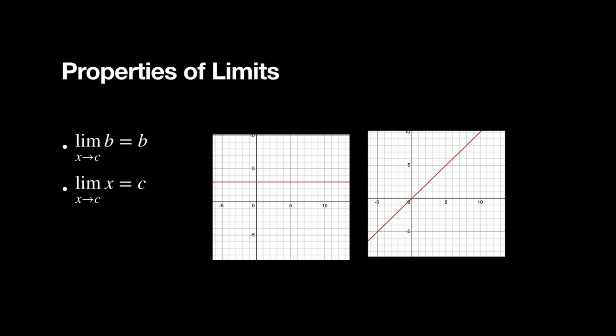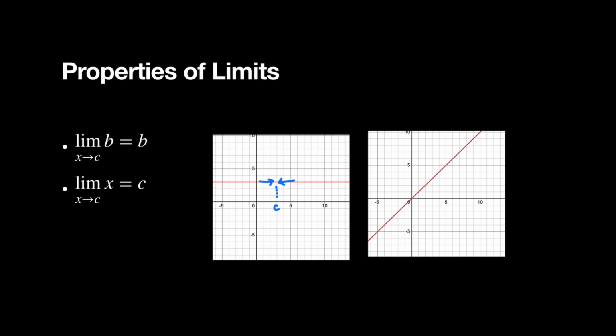This video is going to briefly run through some of the limit laws and properties of limits. So I'm going to start by giving you two different properties of limits. The first one says, limit as x goes to c of b, where b is a constant, equals b. So the limit of a constant is the constant.